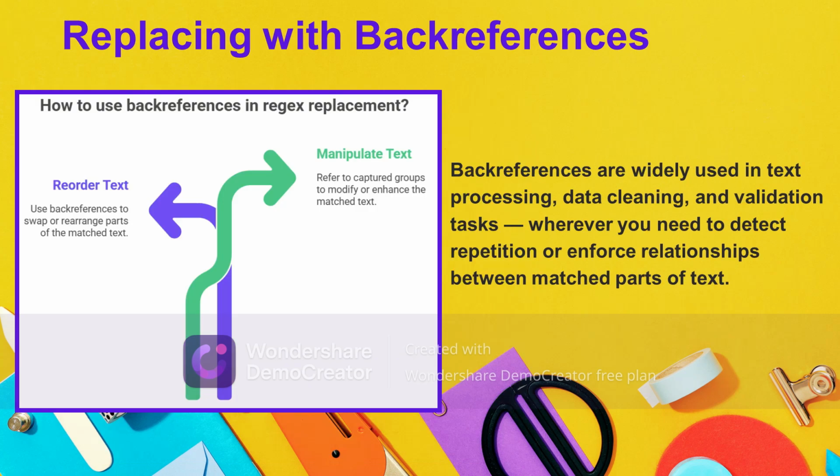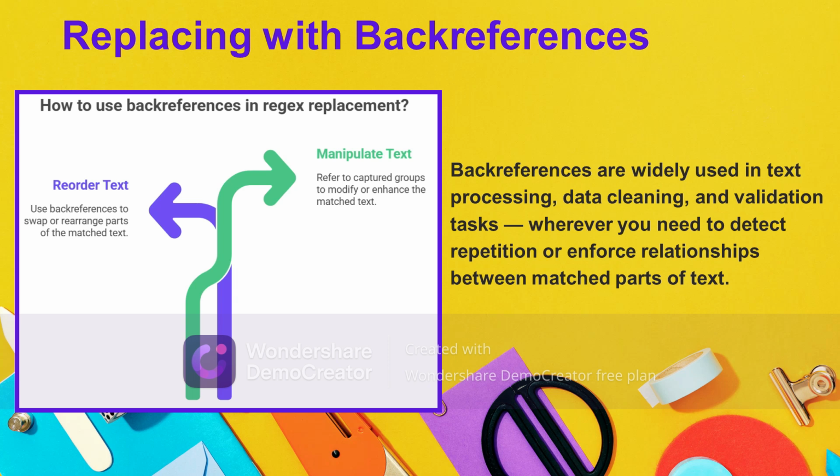Next we'll see replacing with back reference. How do we use back references? First, what is a back reference? It is widely used in text processing, data cleaning and validation tasks. Whenever we are processing text, cleaning data and validating data which is already done, but we want to validate again and again, in that case we use back references. Use them wherever you need to detect repetition or enforce a relationship between matched parts of text.